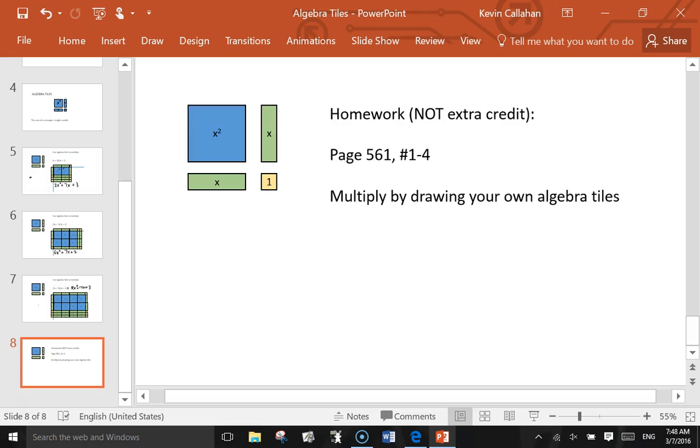So that's the homework. It's in the book, 4 problems to do that exact same kind of thing. So after the test, work on that. And if you have trouble, then I'm here. I can help you out.